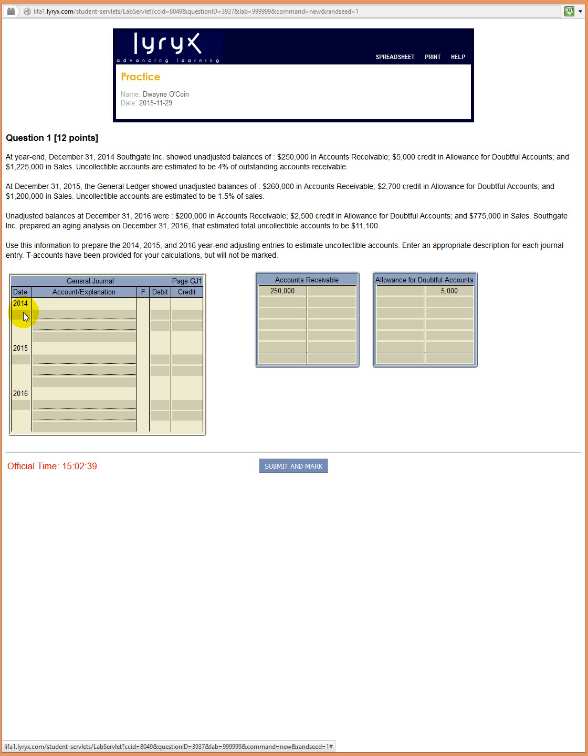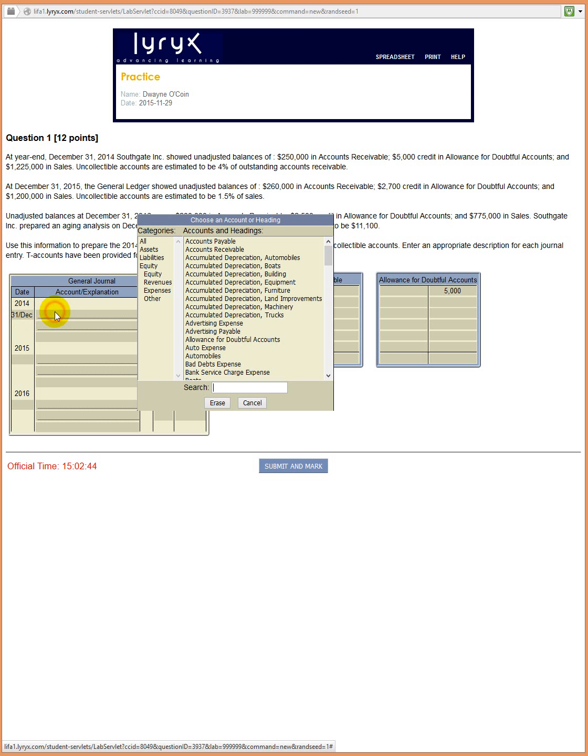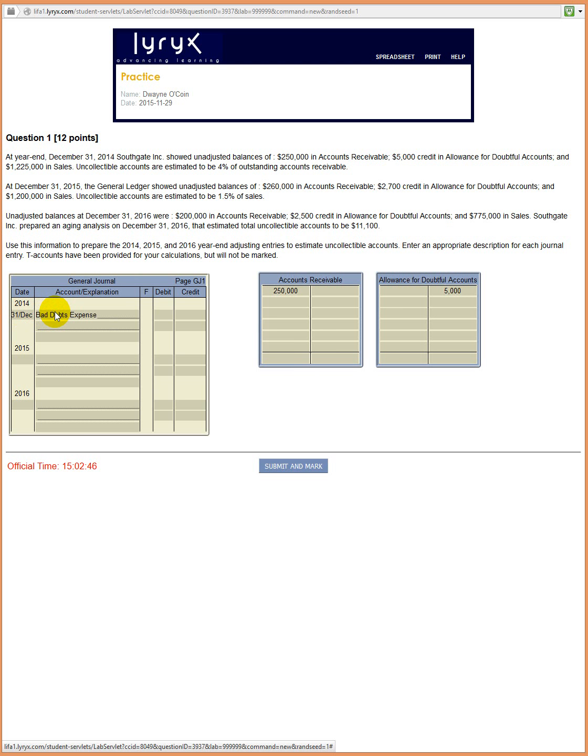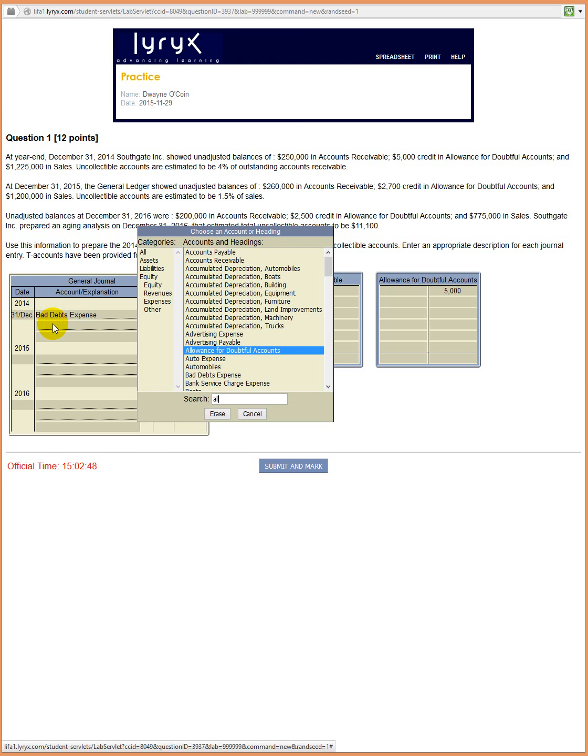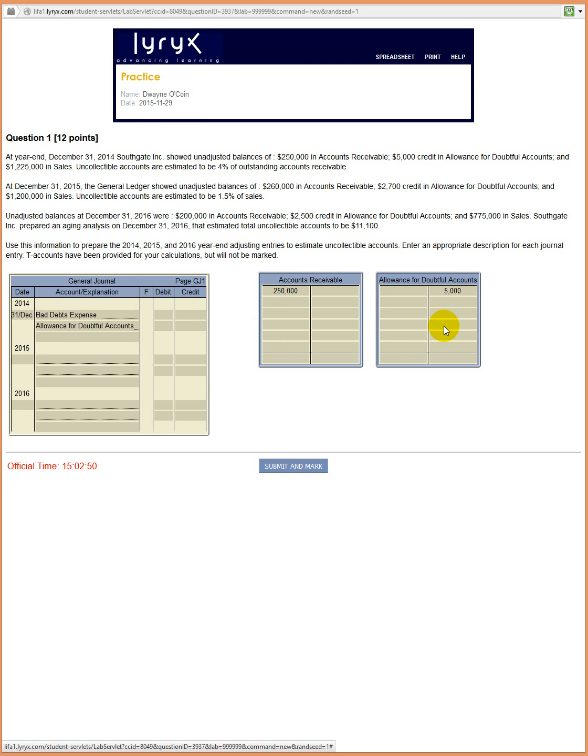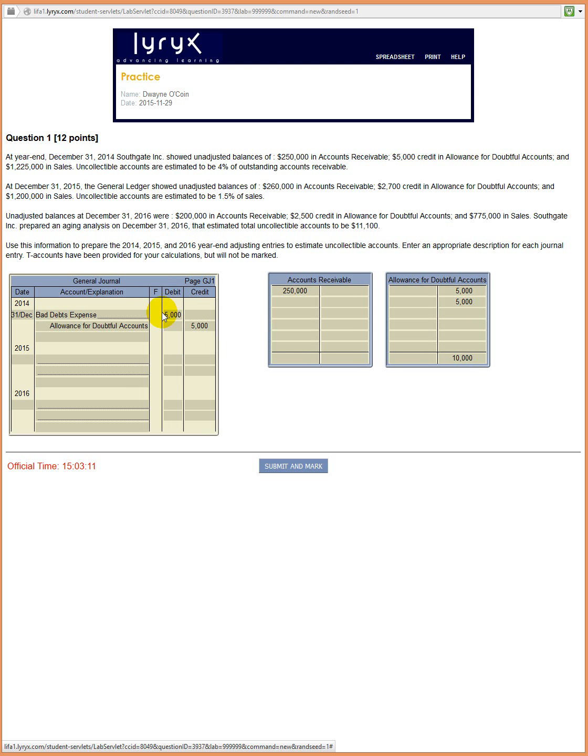So on December 31st, 2014, we need to set up bad debt expense and allowance. And the target that we need here is 4% of the outstanding accounts receivable, which is 0.04 times 250,000, or 10,000. We already have 5,000, so we just need to make the entry for the difference of 5,000. So 5,000 here and 5,000 there.